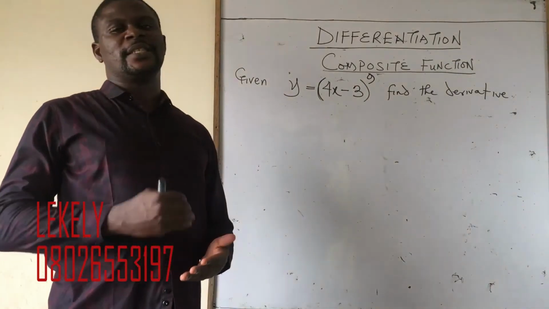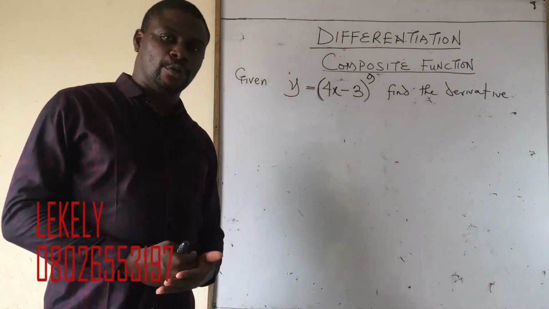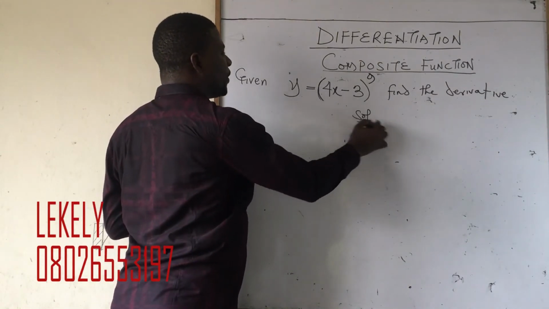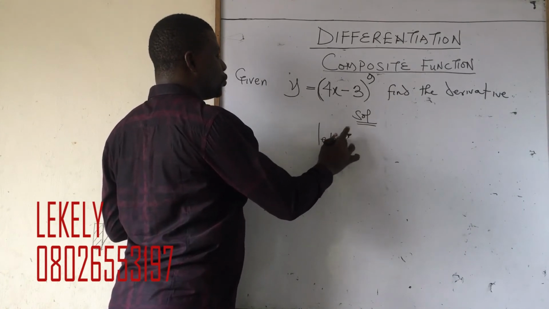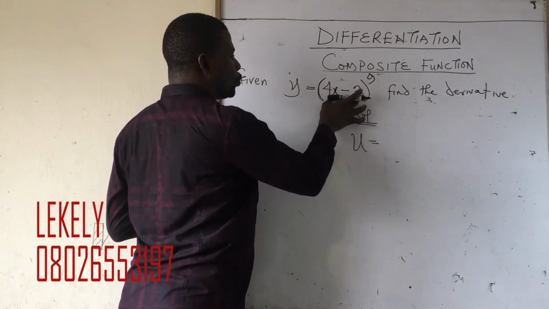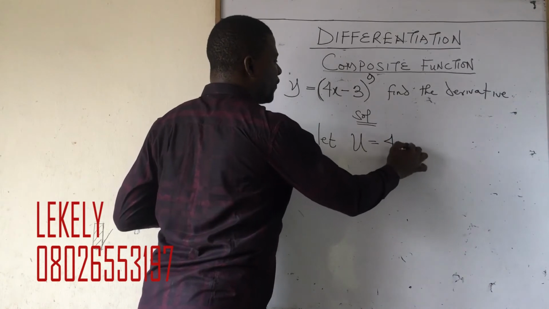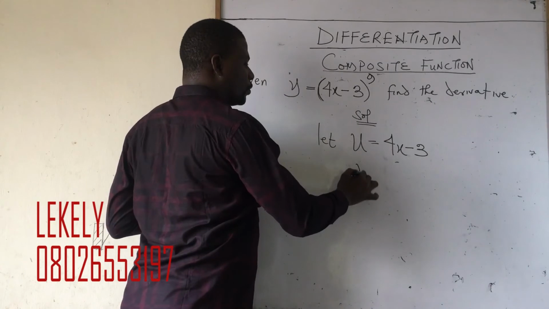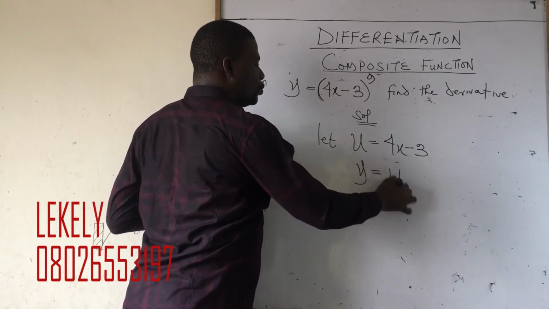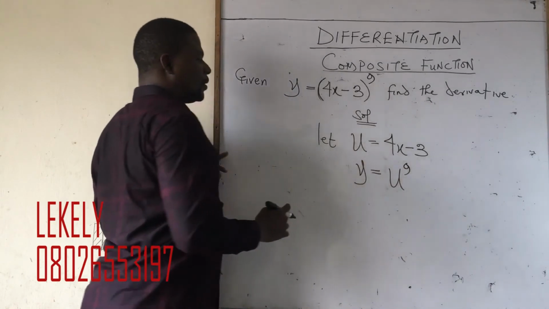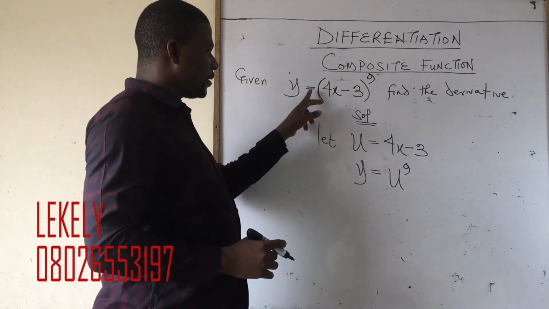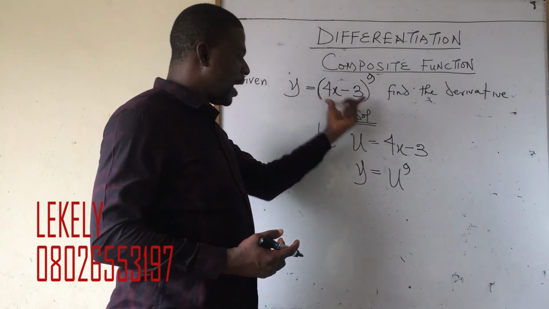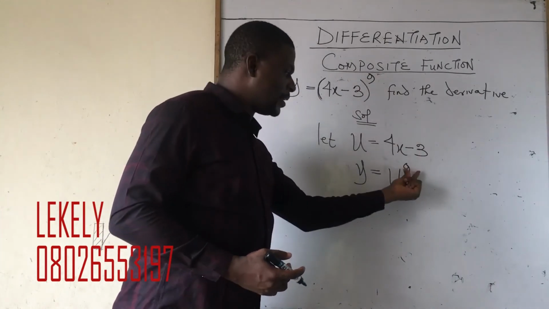So the rule I will use is dy dx equals dy du times du dx. So the first step is to say let u be equal to whatever you have in the bracket, 4x minus 3. That's the first step. Then rewrite the question. Y equals u raised to power 9. Because I've replaced it with letter u, I'll write u raised to power 9.